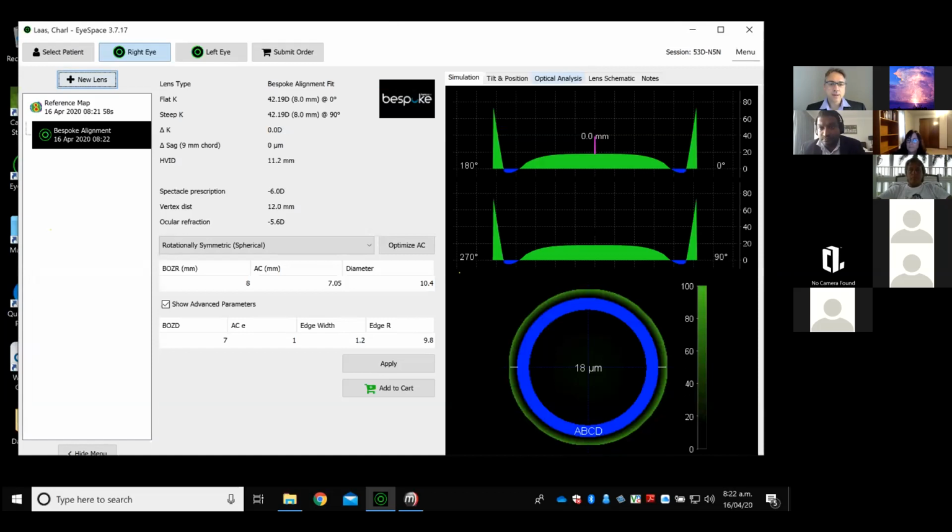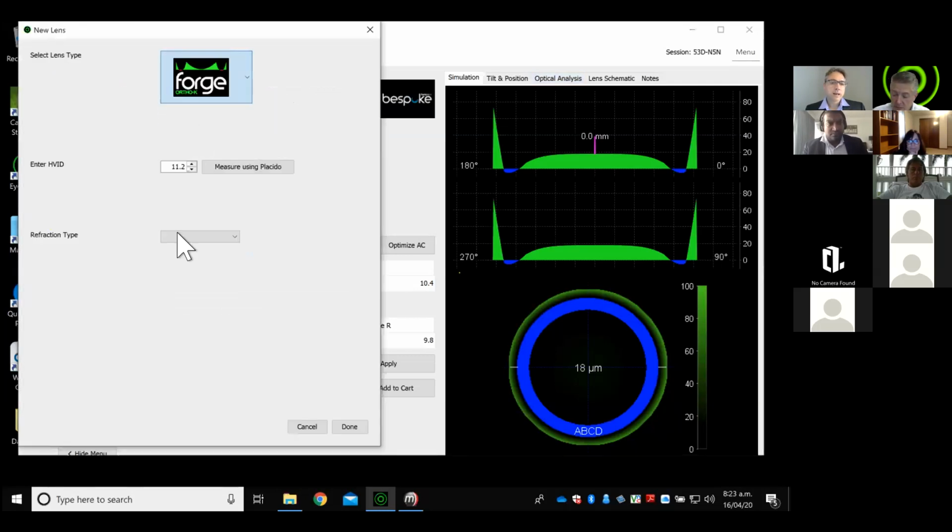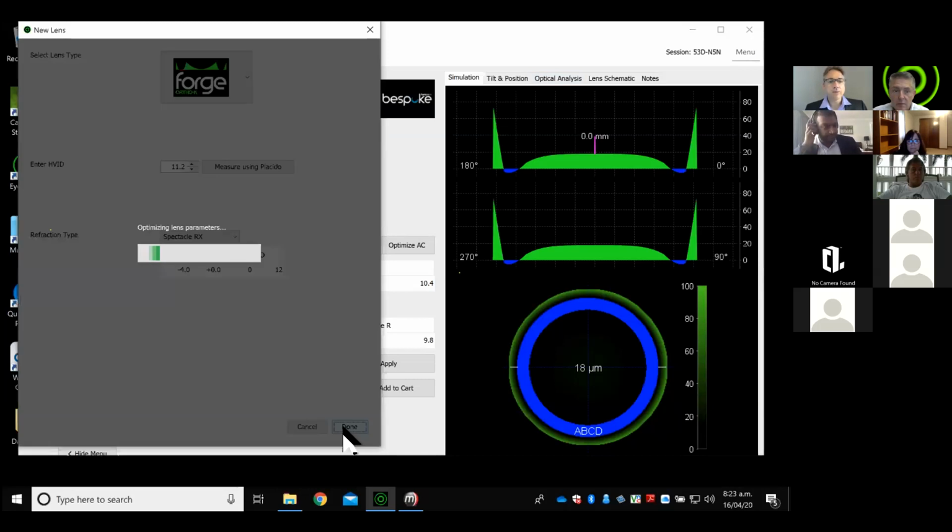So in this case, you will probably want to reduce the back optic zone radius value. You'll change that value perhaps to 8.10, and then the lens alignment should look a little bit better. So you can do exactly the same with Ortho-K as well. So if you go to New Lens, you click on the Forge option, and you go ahead and enter that description. And then the software will design an Ortho-K lens based on the corneal data that you have.